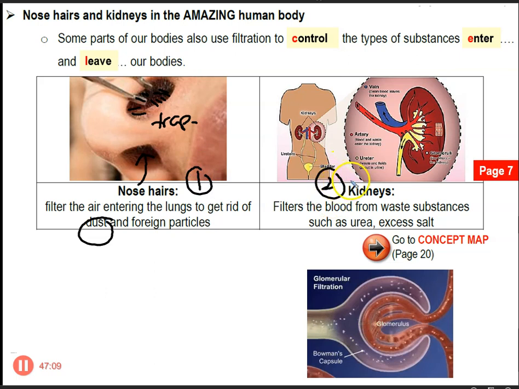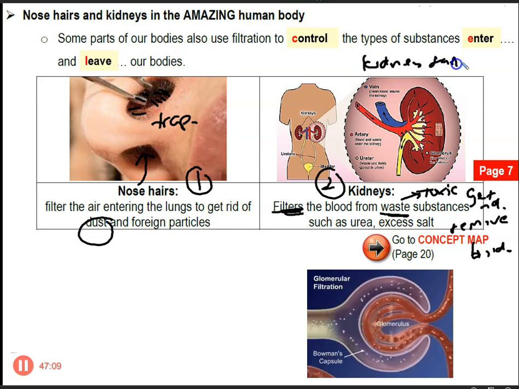Okay, the next thing that also uses filtration is basically your kidneys. Now your kidneys are so important because they help to filter the blood from waste substances. Now these waste substances are toxic. They cannot accumulate. Okay, they cannot become more and more inside your body. So your body needs to get rid of it. So it needs to remove these toxic substances from the blood. So your kidney is very important.